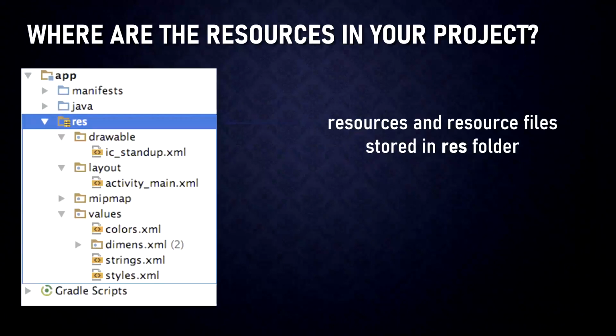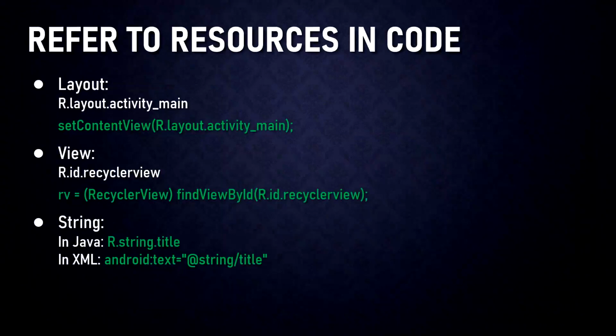These are the directories where you find our resources. We can have drawable, layout, mipmap, values. We already talked about the meaning yesterday, what makes one differ from the other. To refer to these resources in your code, there are multiple ways.